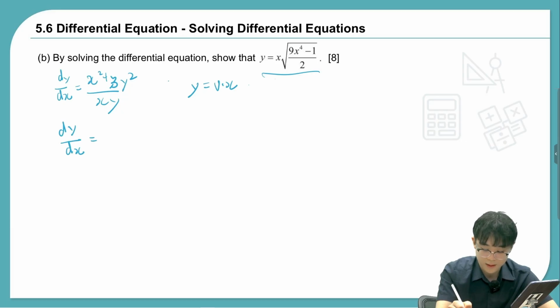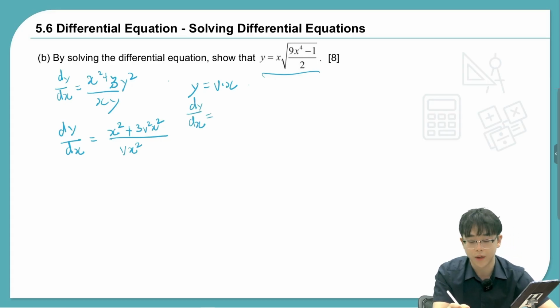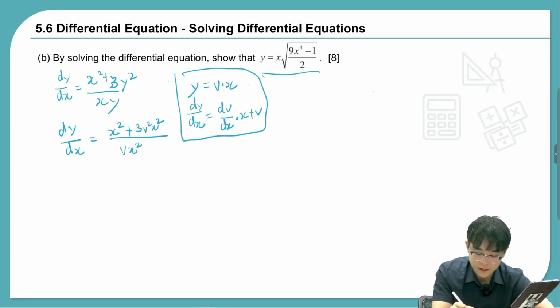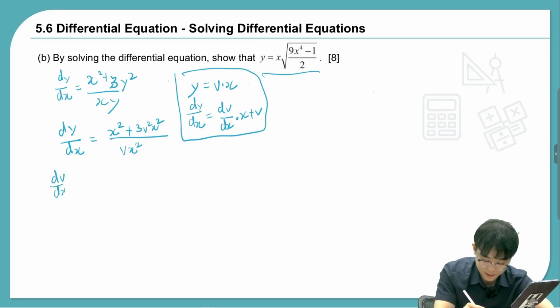So dy over dx is going to be, in that case, we'll leave x as is, and y is going to be 3v squared x squared over vx squared. And if we differentiate y with respect to x, we would use the product rule. So we get v prime x plus x prime v, where v prime is dv over dx times x, plus x times x prime times v, so it would just be this one. This is our substitution that we need to put in. So dy over dx would be dv over dx times x plus v.